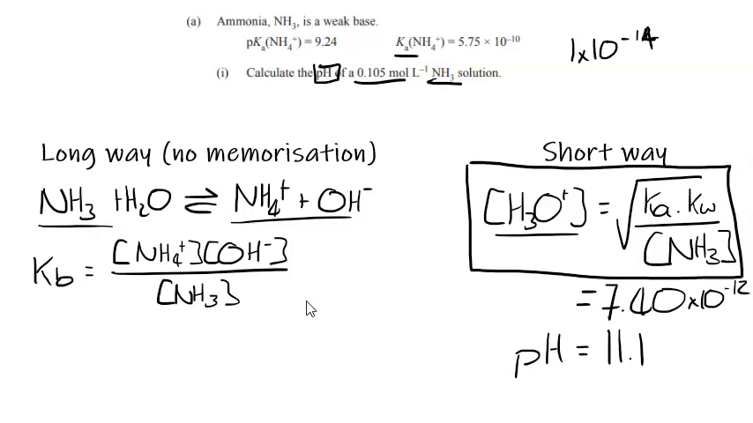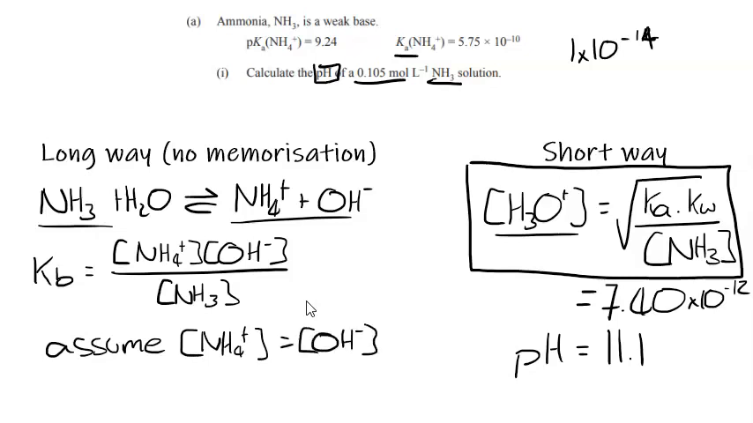Then we assume that NH4+ is equal to OH−. That is because we assume we're starting off at a pH of 7, so there are no hydroxide ions coming from any other source. So any ammonia molecule that dissociates will form NH4+ and OH− in equal portions, so we can make that assumption.